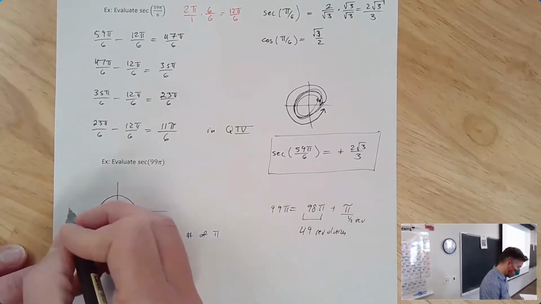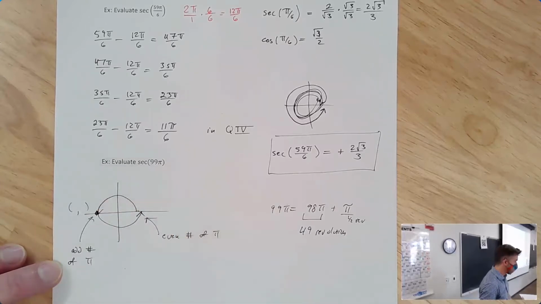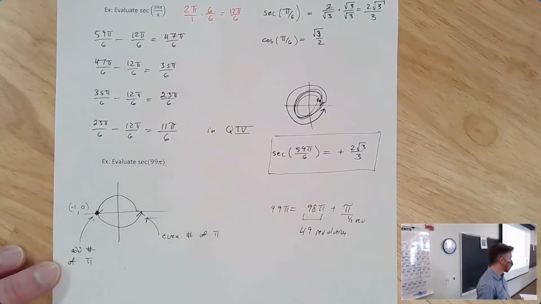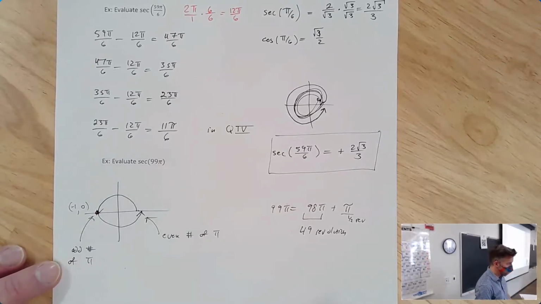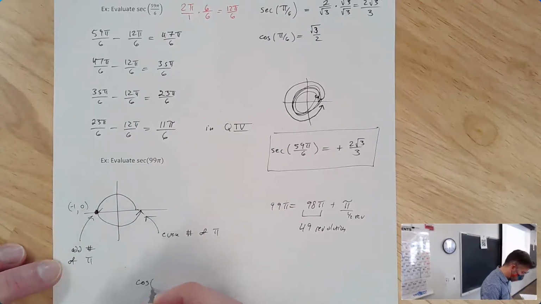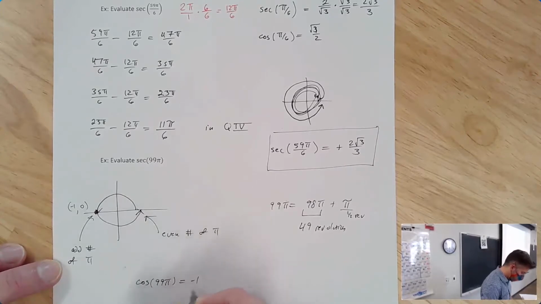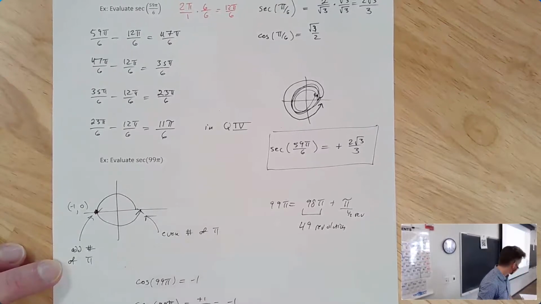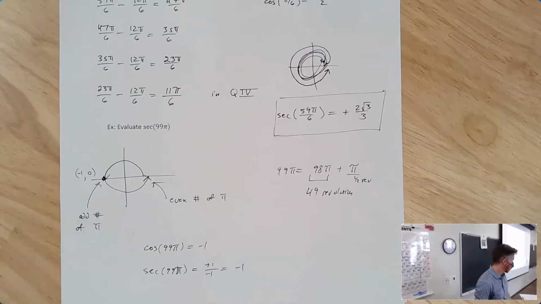Okay, what's the coordinate over there? Thank you, -1, 0. And secant is the reciprocal of which function? Cosine. And so cosine of 99 pi is -1, which means secant of 99 pi is 1 over -1, which is -1. Oh, sorry. Normally I would just say it's -1, but I was trying to show it there. So secant of 99 pi is 1 over -1, which is -1.